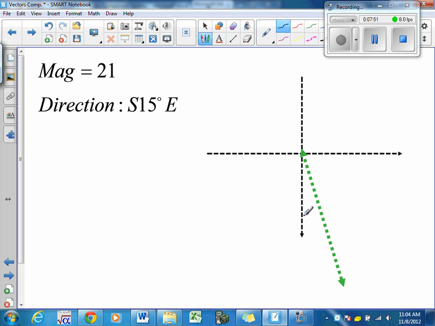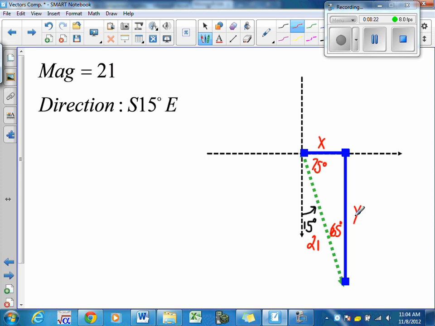So we have this angle here is 15. But it's important to remember that we always make our triangle with the x-axis. Always, always, always. So this side's 21. This angle in here is 75. This angle in here is 65. And then I want to find x and y.